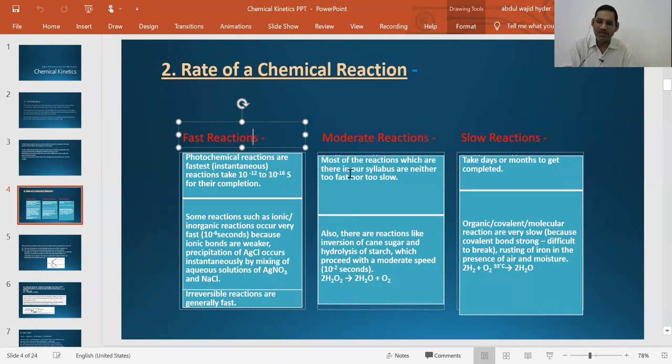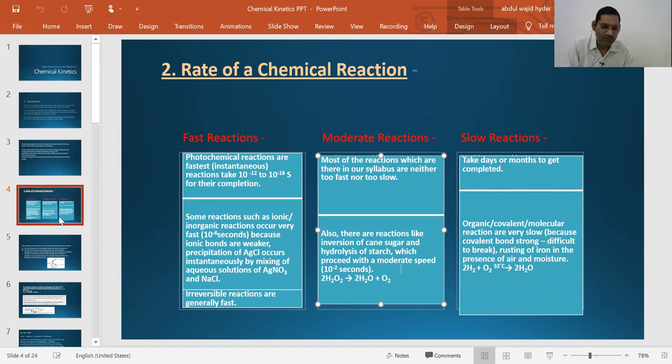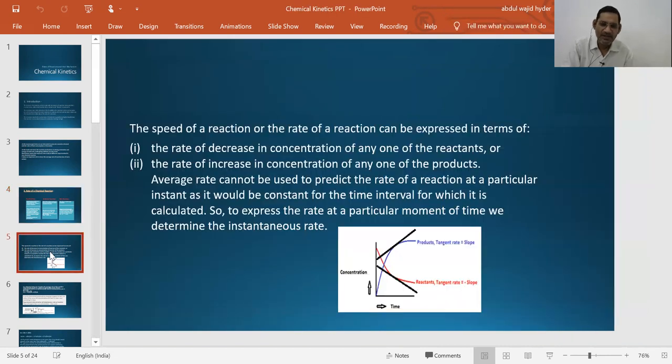Moderate reactions: most of the reactions which we will be discussing in chemical kinetics are moderate reactions, and their speed will be neither too slow nor too fast. Slow reactions: corrosion is an example of slow reactions. Usually organic reactions, so covalent reactions or molecular reactions, are slow reactions.